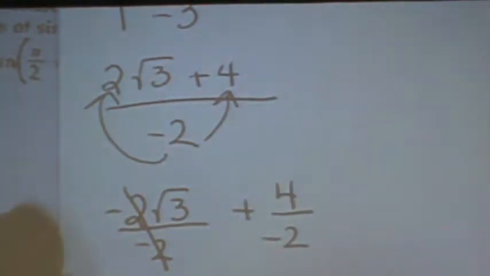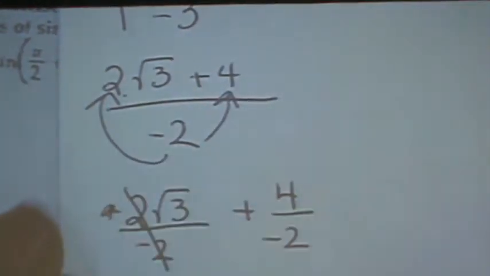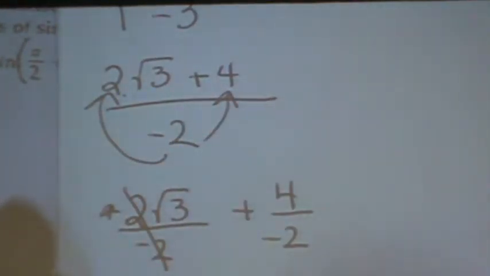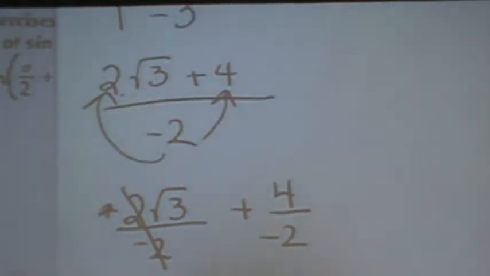Actually, this is going to be a negative. That's not a negative. This is 2 root 3 plus 4. So if you divide that, that's going to be negative root 3 minus 2. This is the answer. I don't know why I put a negative there.